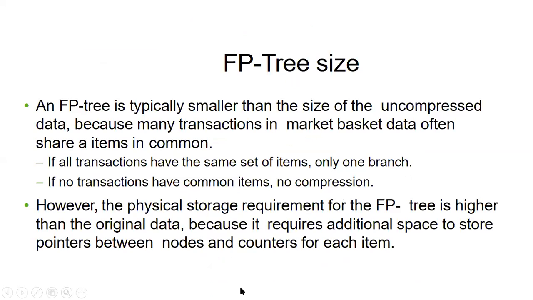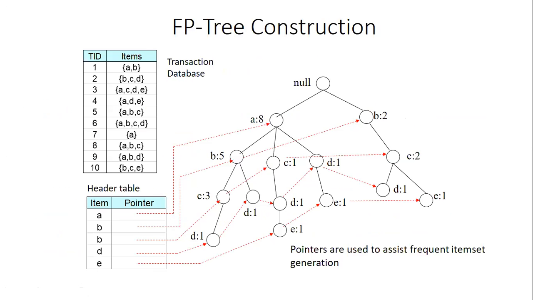Okay, so here the FP tree is typically smaller than the size of the uncompressed data. Why is it smaller than the size of the uncompressed data? Because many transactions will be having common item sets. As you see, each transaction is having some items in common. If you see transactions 5 and 8, all the items are common. So one or the other item will be common in the basket of a customer.